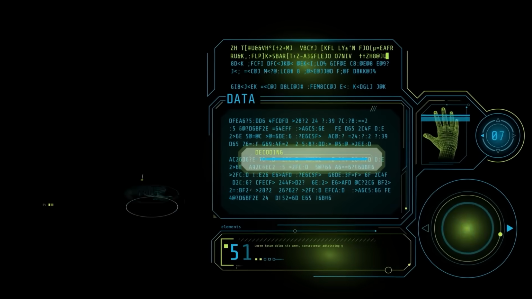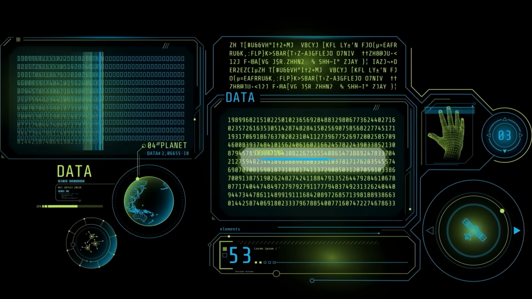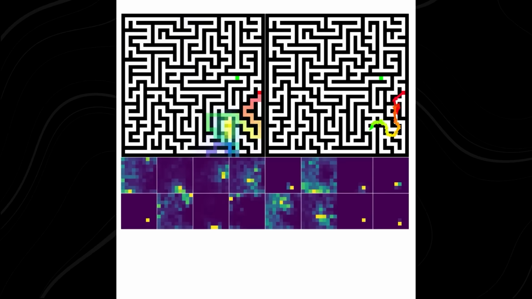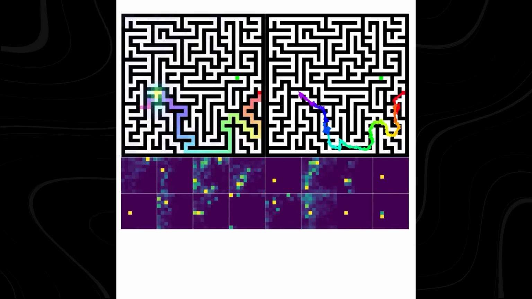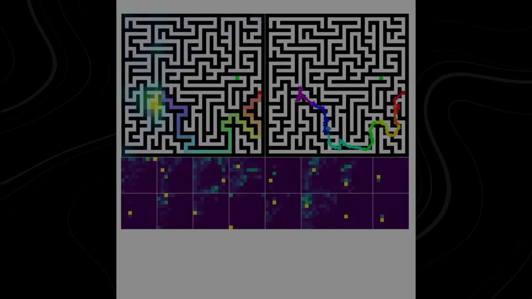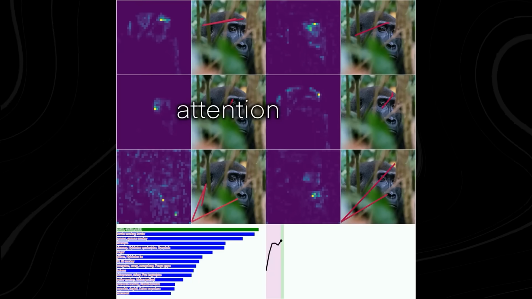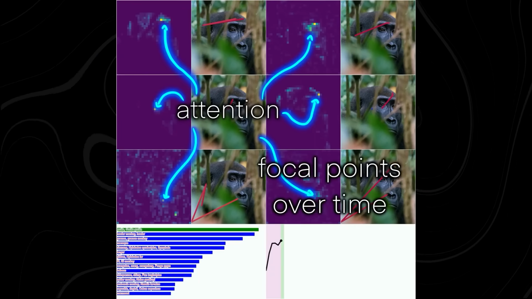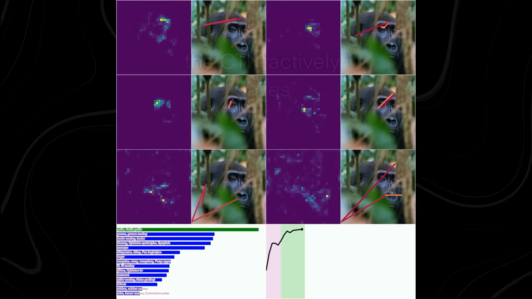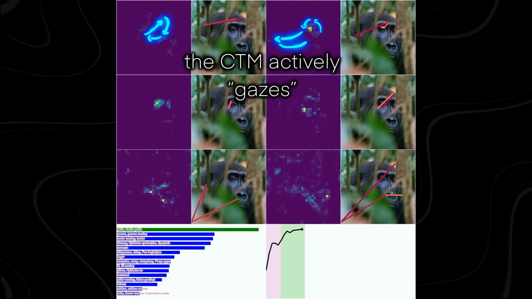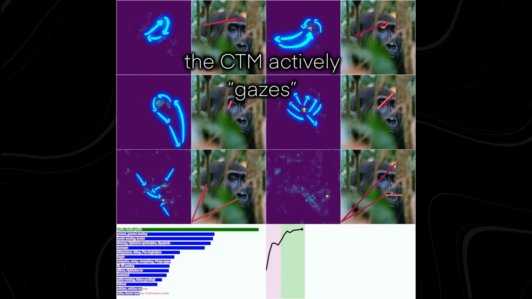CTMs have been tested on tasks like image classification, maze solving, and reinforcement learning. In maze navigation, for example, they're able to generate step-by-step movement instructions directly from images without using positional embeddings, which transformers rely on to track spatial information. In image analysis, CTMs attend to facial features in a pattern very similar to how humans look at faces, starting with the eyes, then the nose, then the mouth. These kinds of behavior patterns suggest that CTMs don't just process data, they reason through it.